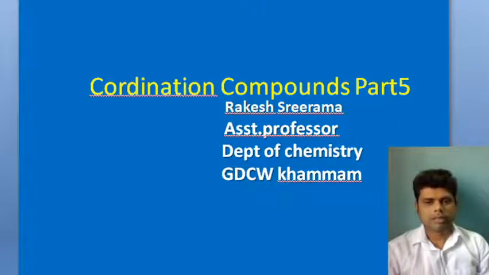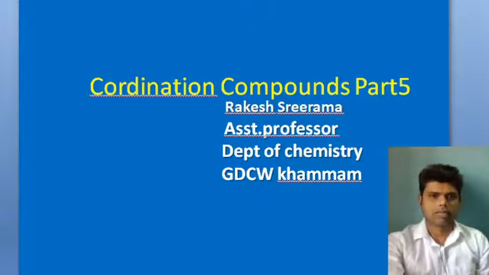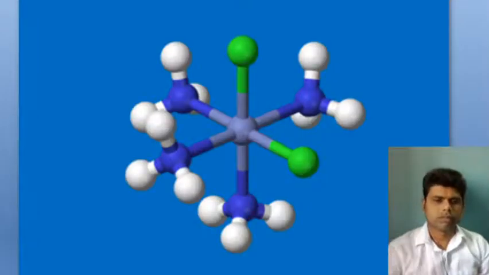So let us move on to the next theories pertaining to coordination compounds. In the previous class we have seen Werner's theory, and Werner has proposed the geometries of coordination compounds: octahedral and square planar. Just to see how the octahedral and square planar geometries would look like, octahedral would look something like this.